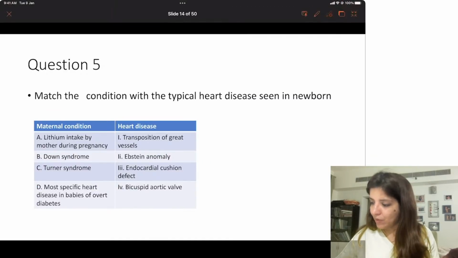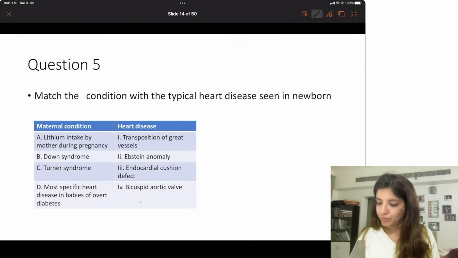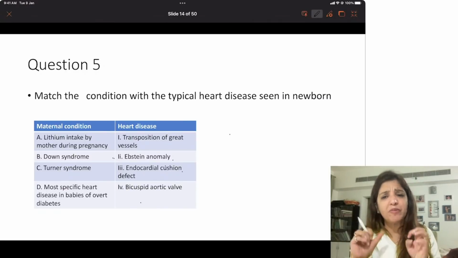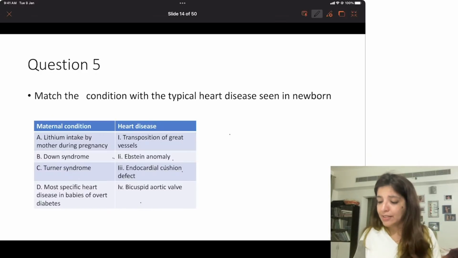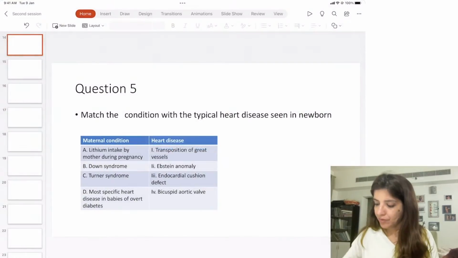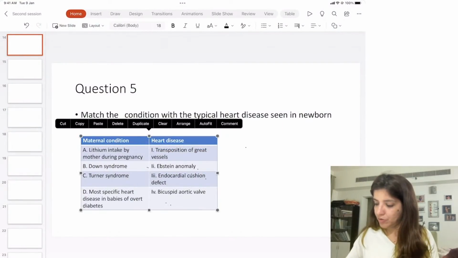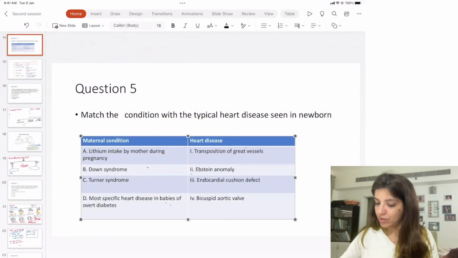Now, this is a very, very new question, because I want all of you, because in heart diseases the questions will be very simple, very, very theoretical. Anticoagulation is very important. Other than that, yes, one question which I also want to discuss is this question. Match the condition with typical heart disease seen in newborn. Now tell me, lithium intake by mother during pregnancy. I hope all of you can see this slide. I'm just trying to increase the size so that you can see.